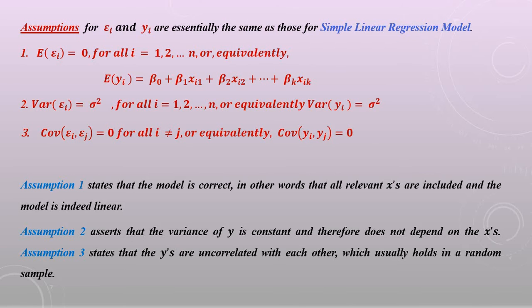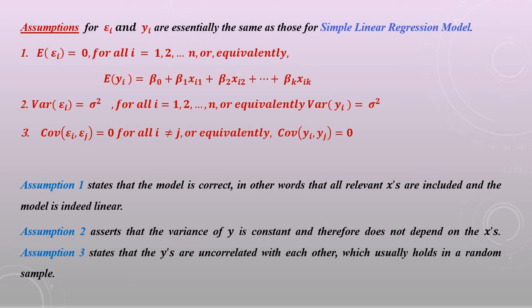The assumptions for epsilon i and yi are essentially the same as those for the simple linear regression model. They are: expectation of epsilon i equal to 0 for all i, or equivalently expectation of yi equals beta naught plus beta 1 xi1 plus beta 2 xi2 up to beta k xik; and variance of epsilon i equal to sigma square for all i, or equivalently variance of yi equal to sigma square. There is a constant variance for all yi.